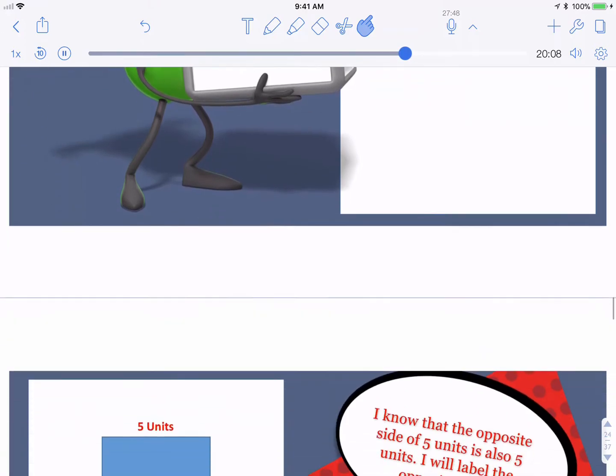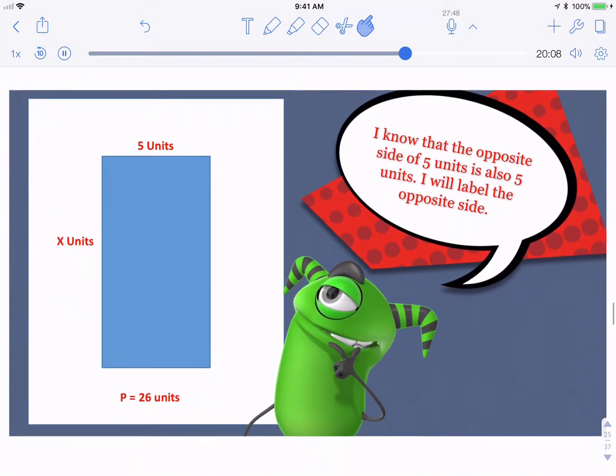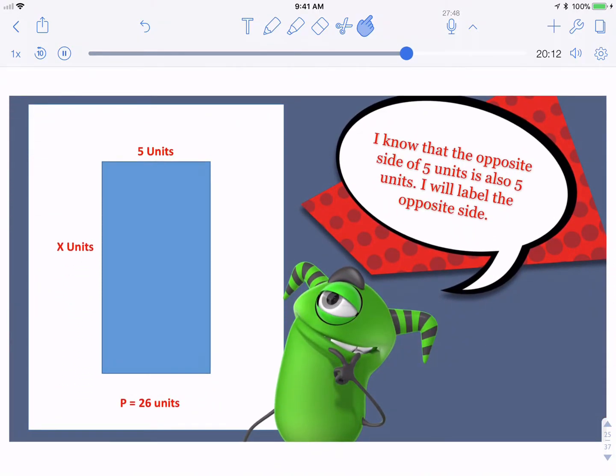Okay, if you look at the next slide, you'll see that I've drawn mine. And I know that the opposite side of 5 units is also 5 units. So I'm going to go ahead and label the opposite side 5 units.